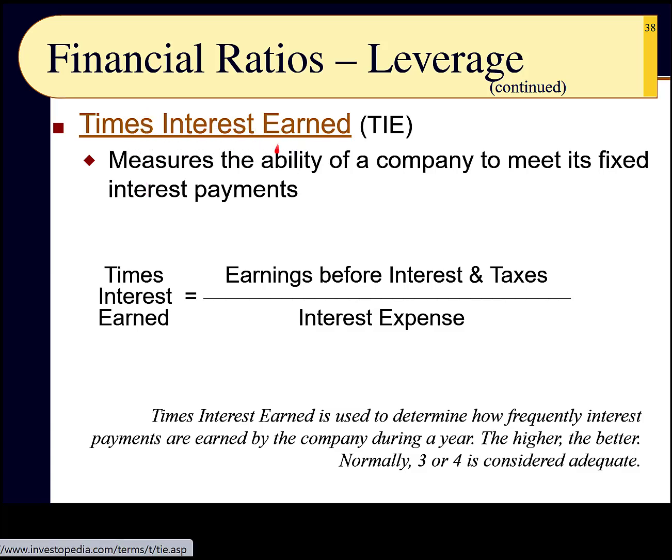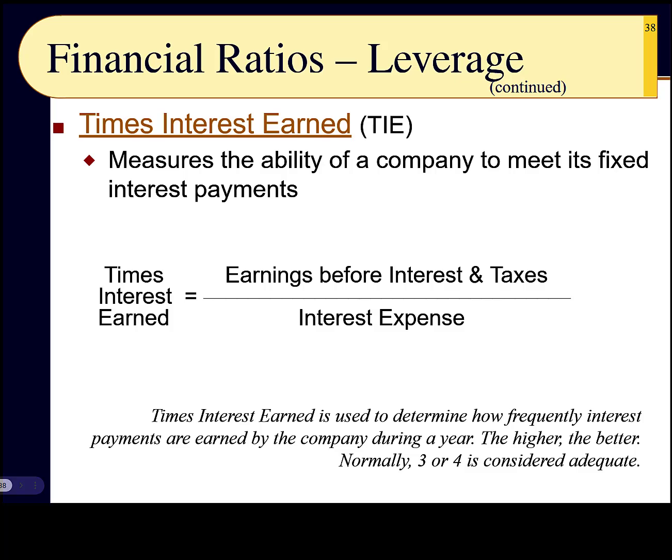Times interest earned. This is the measure of the ability of the company to meet its fixed interest payments. We take the earnings before interest and taxes and divide it by the interest expense. So the earnings before interest and taxes and interest expense are on the income statement. What we're doing is calculating how frequently the company earns the interest throughout the year. The higher, the better. In other words, how many times in the year have you earned your interest payments to be able to pay them. And 3 or 4 is considered adequate. Well, wait till you see.